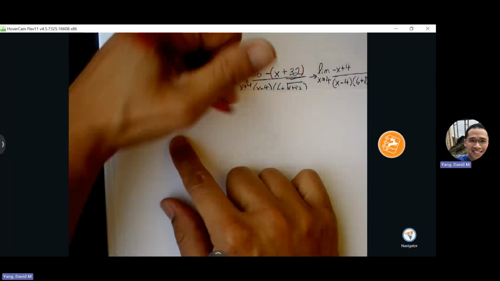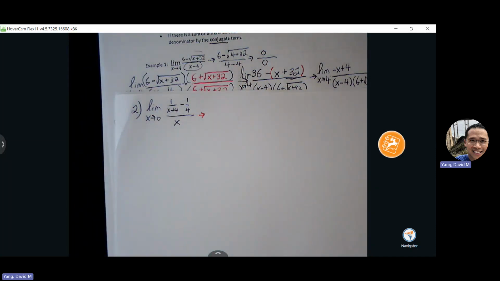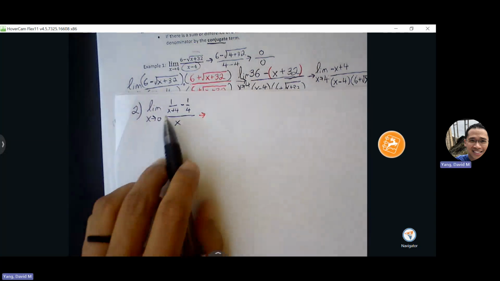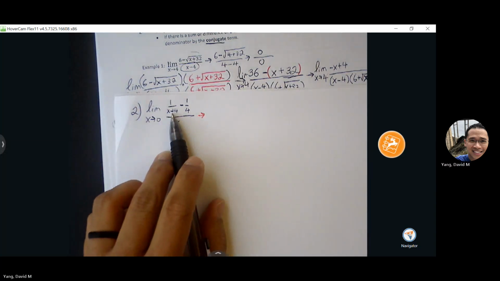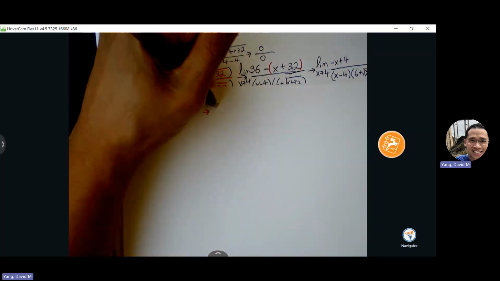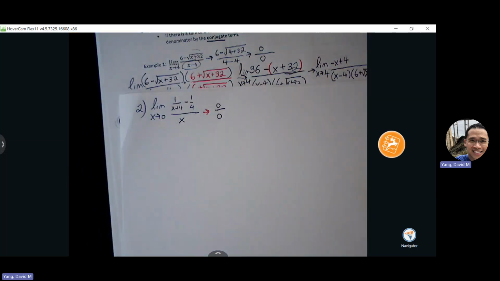Plug in the 0, right? We don't know what's going on. Let's go ahead and figure out what's happening at 0. So 0 in for x, I get 1/4 minus 1/4, which is 0. And the denominator is also 0, which means that there is a what? There's a hole, right? It's preventing us from seeing what the limit is, but there is a limit. We just haven't found it yet.